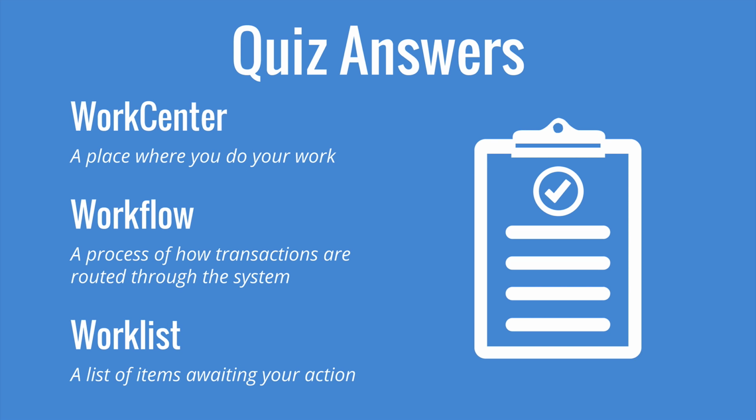So let's review all these answers on a slide so we can kind of see where we landed here. Okay, so a work center is the place where you go to do your work. And remember, that is on the left-hand side of your screen when you first log into Fin 9.2, and you can add different links to that. The workflow is the actual process of how transactions are routed through the system. And then the work list is a list of items awaiting your action. So your work list, you'll have a link to it in the upper right-hand corner of your screen, or you can also access it from the My Work section of the General Ledger Work Center.